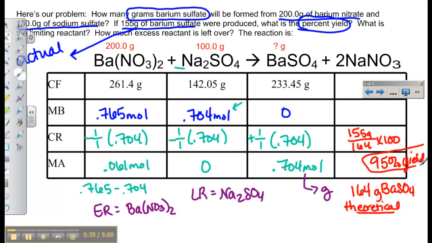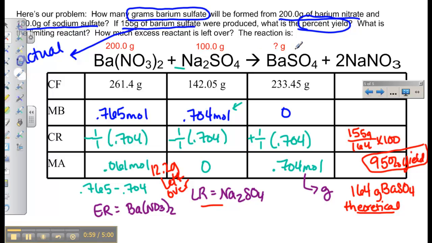Okay, and then our question says, what is the limiting reactant? So we answered that, our sodium sulfate. How much excess reactant is left over? So we have to change our moles to grams for our barium nitrate. So when we do that, we get 12.2 grams of our barium nitrate are left over. And we have answered all of our questions.